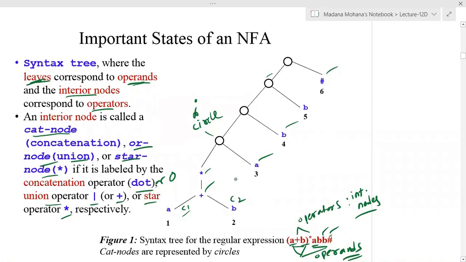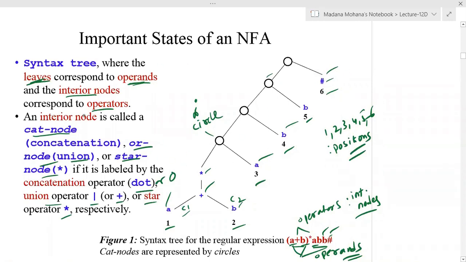Here you can see all the leaf nodes are numbered from left to right. The leftmost leaf node is numbered 1. Next one is 2, 3, 4, 5, 6. We will call these positions. From now onwards in the syntax tree, all leaf nodes are numbered, and all those numbers are called positions. Position 1 is for the leaf node a, position 2 for the leaf node b, and so on. Position 6 is for the leaf node hash.